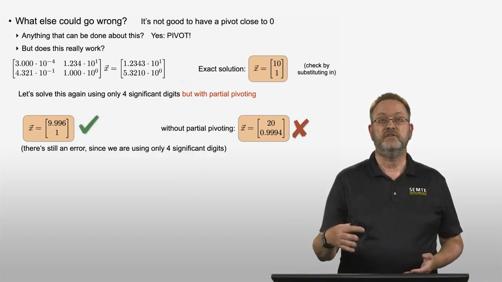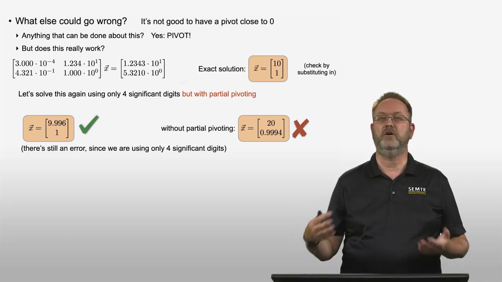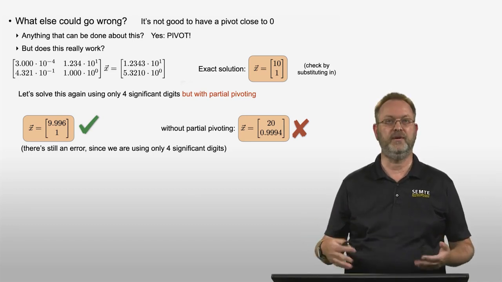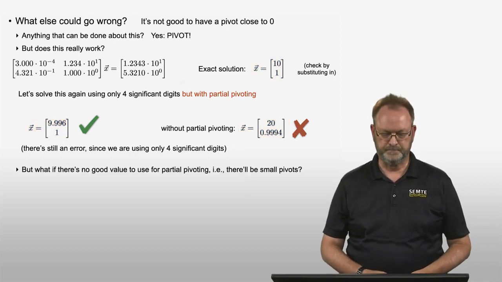But there is, of course, still an error. We don't get the exact answer 10 and 1. And that's because we are doing only 4 significant digits. We have significant round-off error in the result.